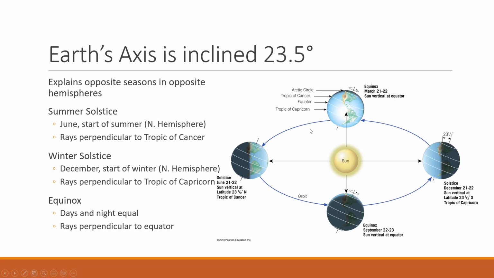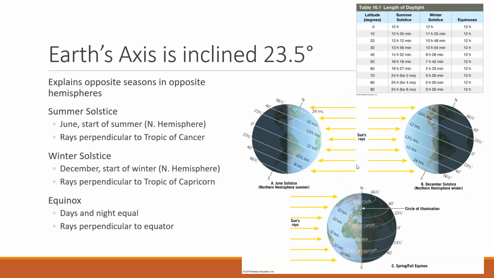The equinox happens in March and September, and that's when the sun's rays are going to be perpendicular to the equator. Day and night will be equal everywhere. So we can actually determine the length of daylight based on our latitude and our time of the year. On the equinoxes, we're always going to have 12 hours of day and night in every location. That's what equinox means, equal night.